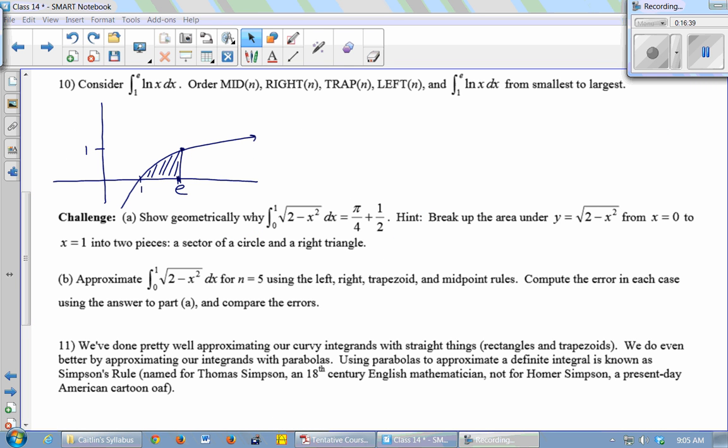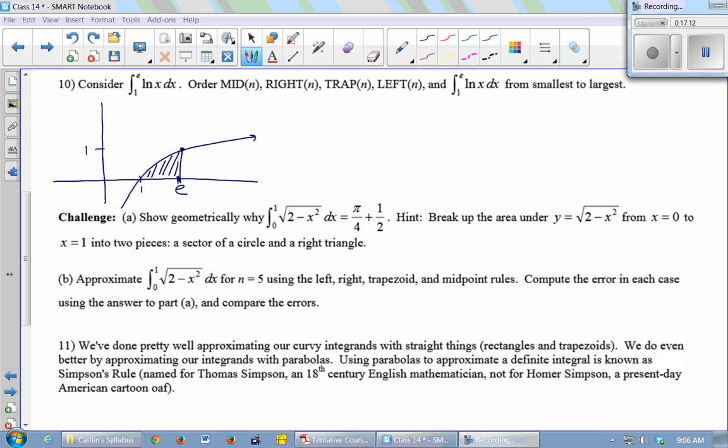Okay, so I drew a little picture up here of the graph of ln x, and I shaded the area under it from 1 to e. So the order of these guys is going to be the same no matter how many intervals I use. So let's draw for one interval, right? Mid, right, trap, left, and the exact value. Okay, so let's start with left.